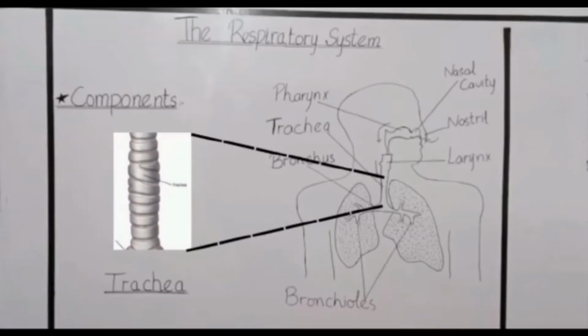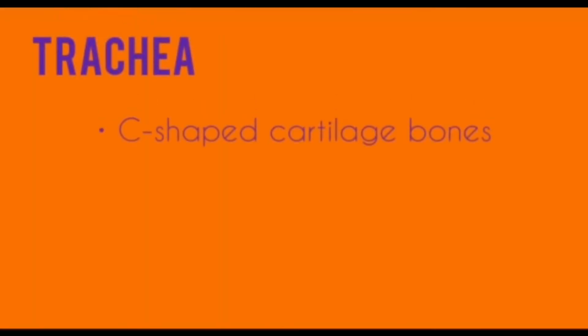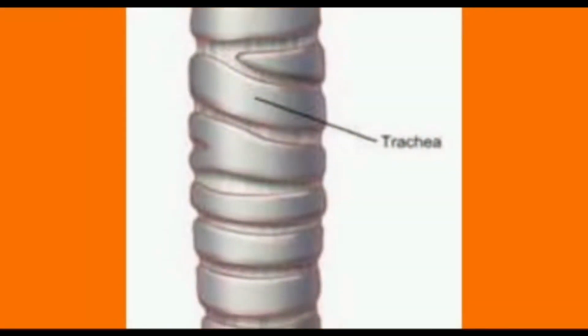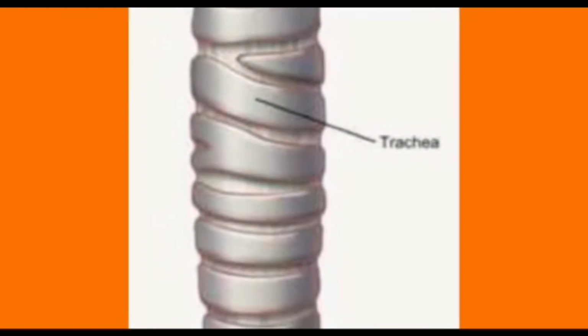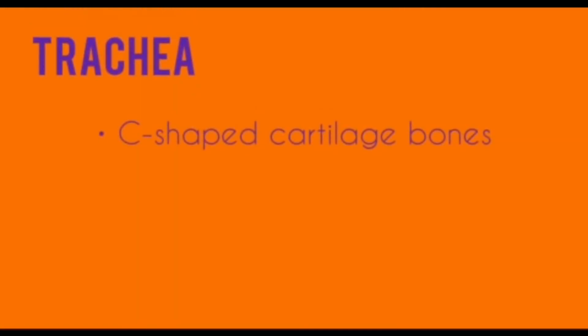Next to the larynx comes the trachea. The trachea is also called the windpipe, in which C-shaped cartilage bones are present. These bones are there to prevent the collapse of the trachea when air is not present.